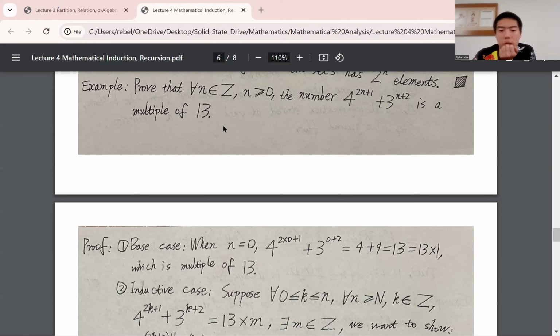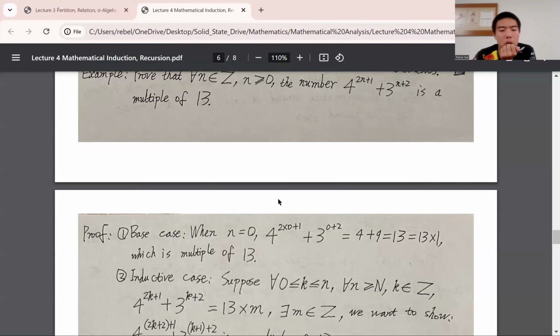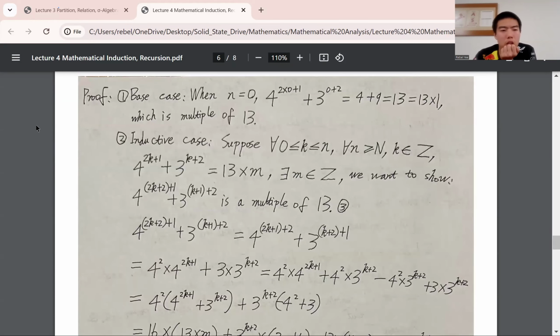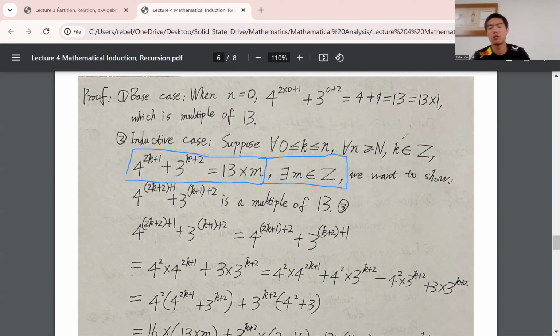The base case is very simple. Since n is greater than or equal to 0, we just set n equal to 0 to see how it goes. It goes like 4 to the power of 2 times 0 plus 1, plus 3 to the power of 0 plus 2, which is 4 plus 3 squared, 9. And this is 13, which is equal to 13 times 1. So this is a multiple of 13, no doubt. And in that case, suppose this is true: it is 13 times something m, where m is in Z. So here we suppose that for all k with 0 less than or equal to k less than or equal to n, it works, and k is an element of the integers.